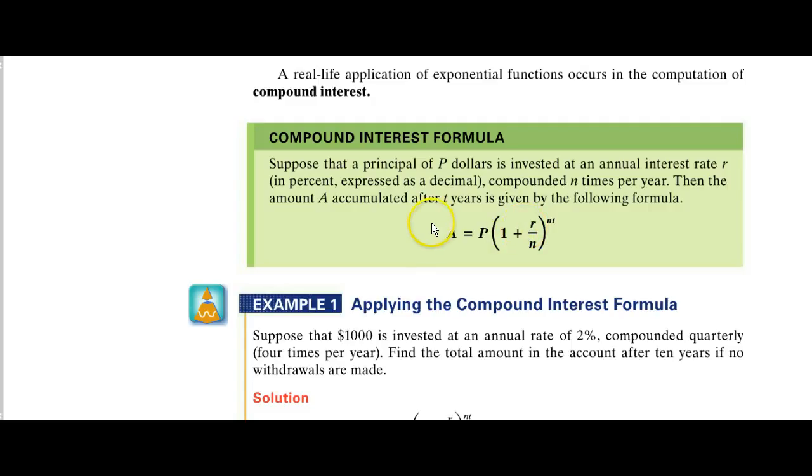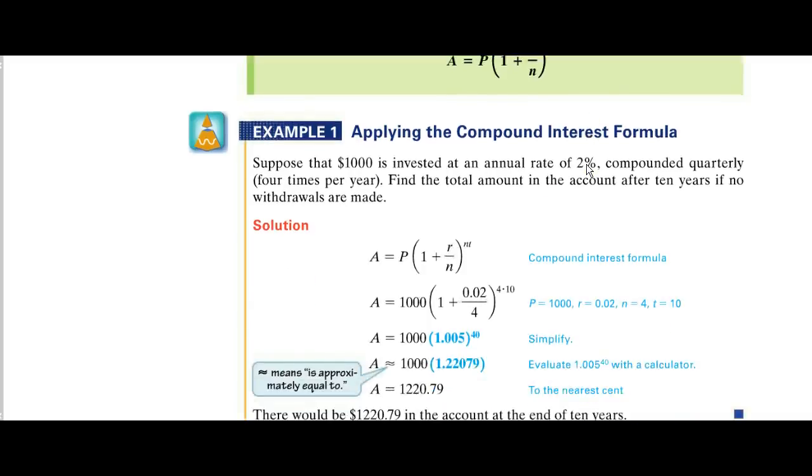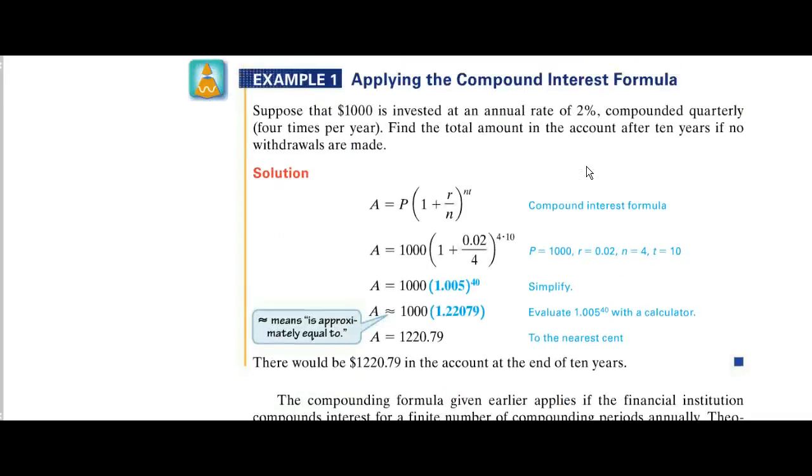And we now want to work it using a calculator. So the first thing we do is suppose that you have $1,000. It's invested at an annual rate of 2%, compounded quarterly. So that means it's going to be 4 times during the year. Find the total amount in the account after 10 years if no withdrawals are made.